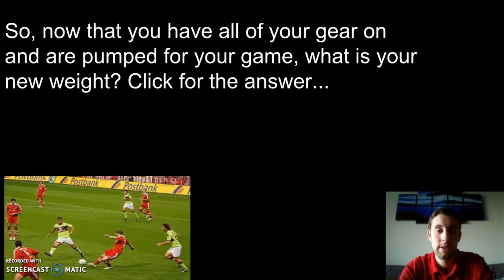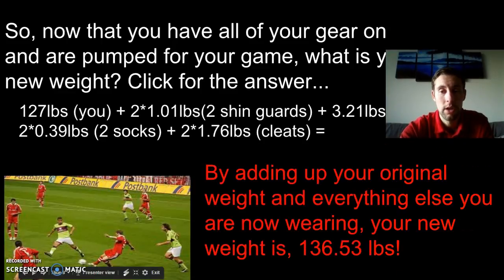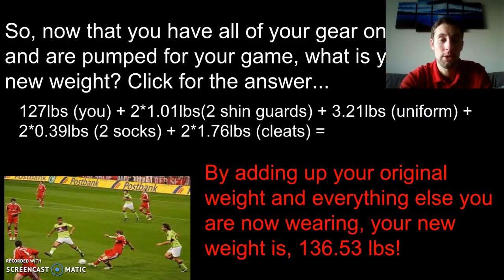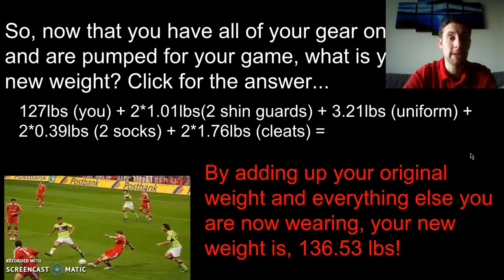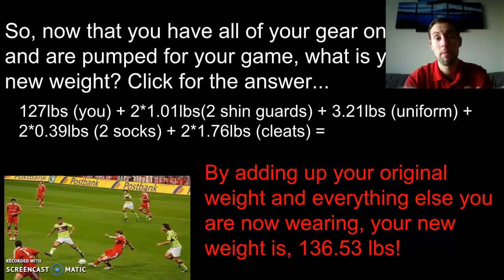We need to find your new weight for the game. To do that, we need to add up all the parts of you and your uniform. So we're going to start with just you, add in 2 times each shin guard's weight. Your uniform by itself, because there's not 2 uniforms, there's not a left side and a right side. 2 socks, and then 2 times your cleats. So when we add up all those pieces, the total mass of you, the total weight of you, is going to be 136.53 pounds. We're going to tie in all those pieces together and how it ties into the mass of molecules and compounds next.